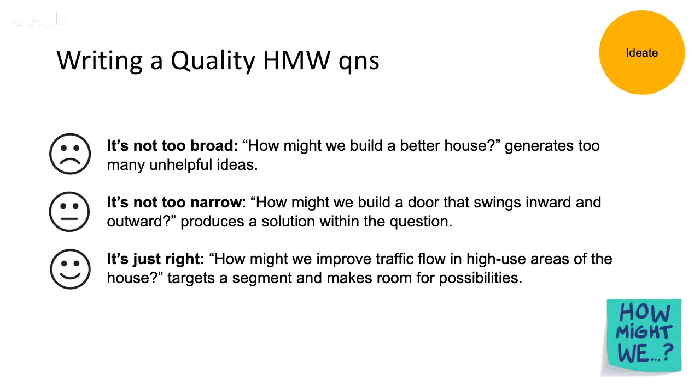Then a question that is just right incorporates the user requirement. An example would be how might we improve the traffic flow in high use areas of the house? It narrows down to a segment and makes room for possibilities. You can do a quick compare and contrast between these three and understand what it means to write a good quality HMW question.